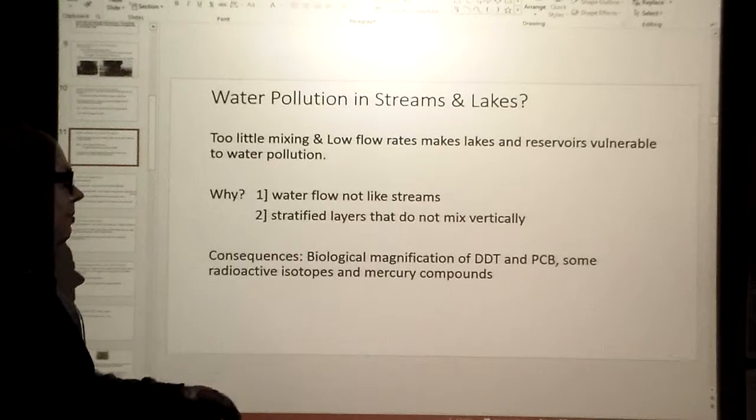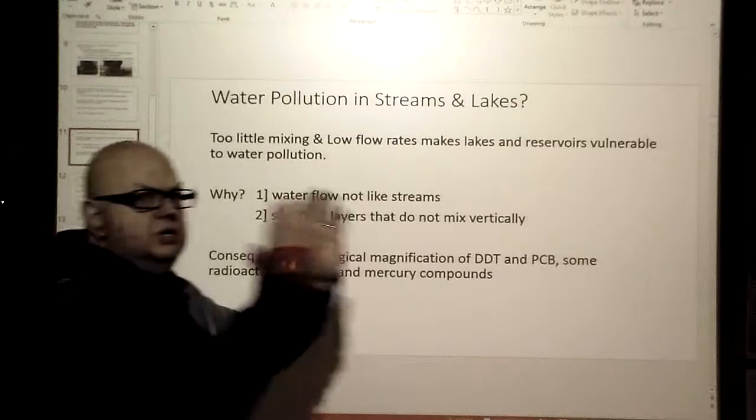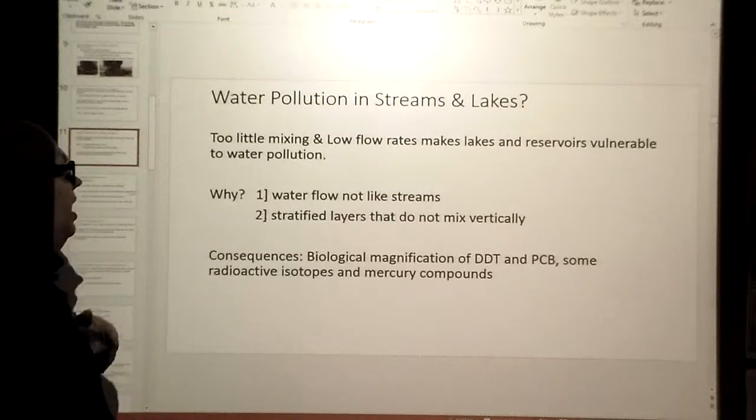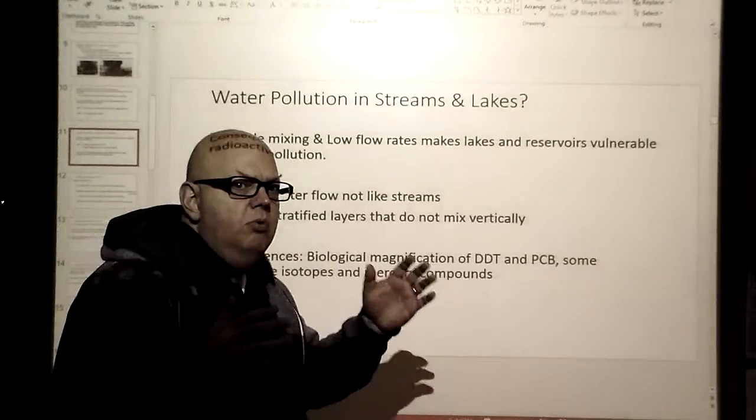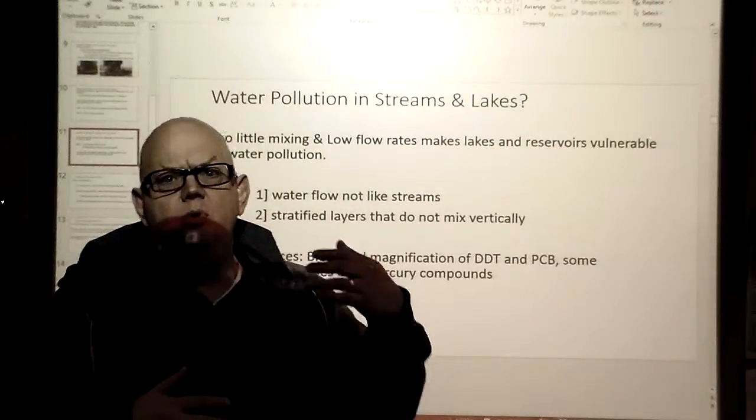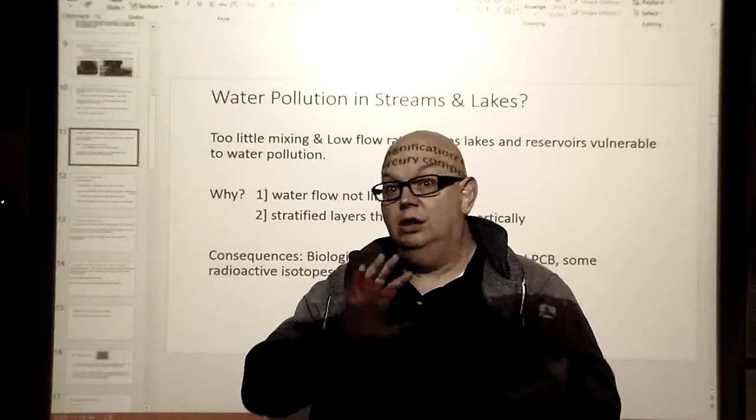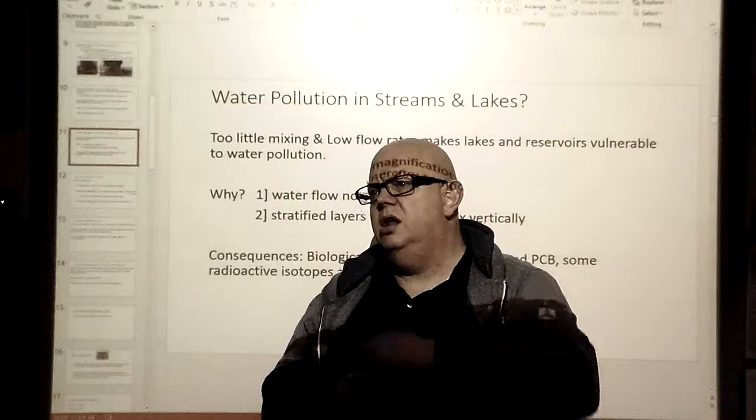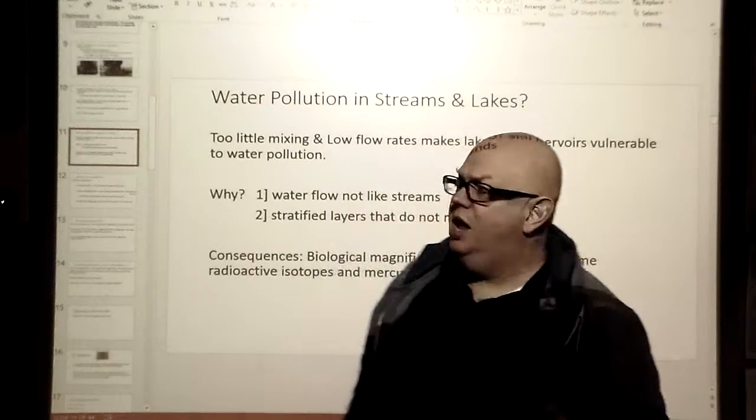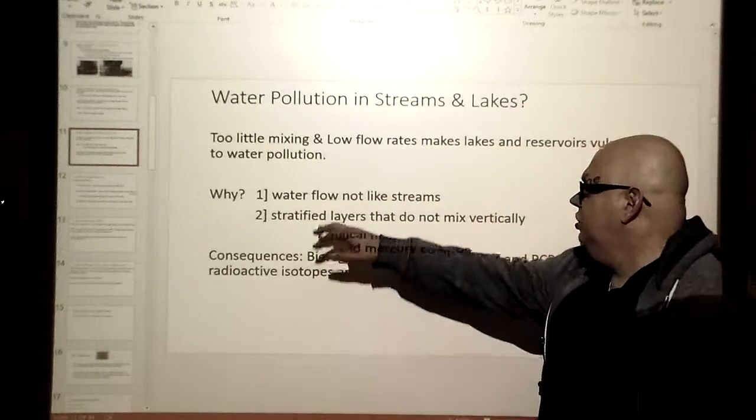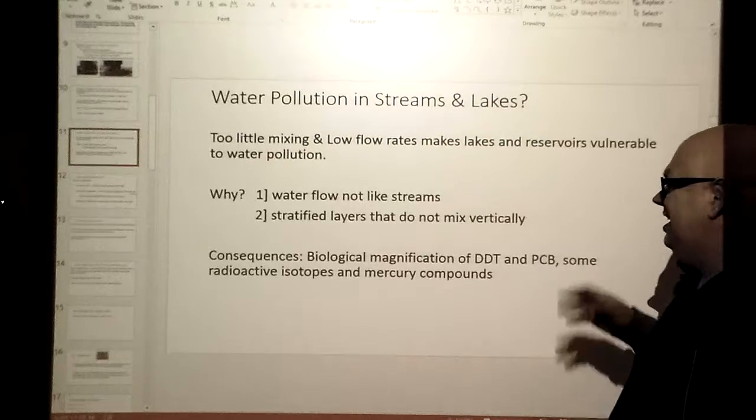Well, what's the problem? Water flows, not like the streams, the streams are pretty consistent. When you're looking at a low flow rate like lakes and reservoirs, the water's not moving as much. And because it's not moving as much, it's not giving a chance for things to become diluted, less concentrated, or for biodegradation. We're not getting to see that. So the water doesn't flow like streams. Stratified layers don't mix vertically either.